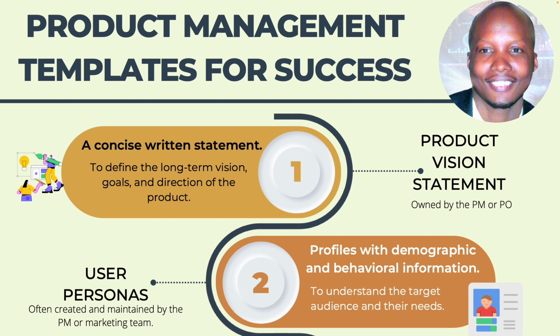So the first thing is you'll always have a vision, a product vision statement. This one is always a concise written statement which defines the vision, the goals, and the direction you have to take for the product. And it is always owned by the product manager or the product owner.